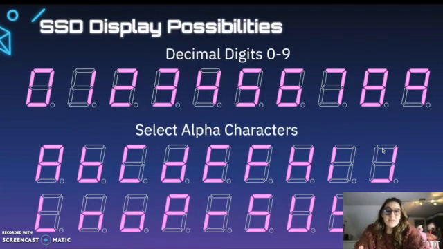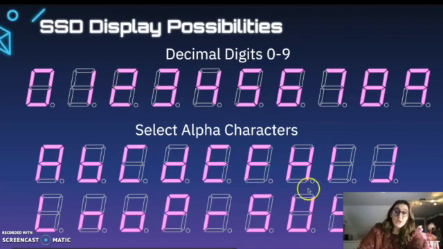These are the digits that we can display on our 7-segment display. Like I said, it can do 0 through 9 without a problem. And then we also have select alpha characters: a lowercase b, a capital C, a lowercase d, a capital E, a capital F, capital H, capital I, capital J, capital L, lowercase n, lowercase o, capital P, lowercase r, a capital S, which does look just like a 5, a capital U, a capital Y, and then a capital Z, which does look just like the 2.